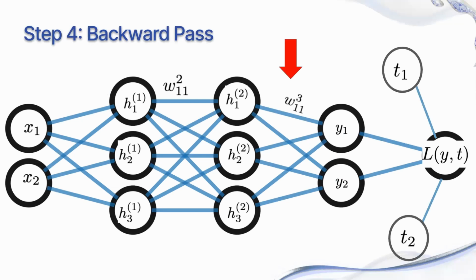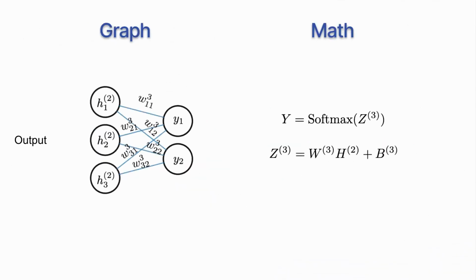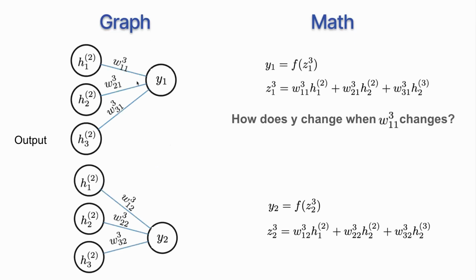So now we go on to the next layer. We can represent the previous layer as this graph and as these equations, and the weight we're interested in is this weight specifically. Like last week, we can split it up into two different single perceptrons, the equations of which I've written here. So now my question is, how does y change when the weight w311 changes?